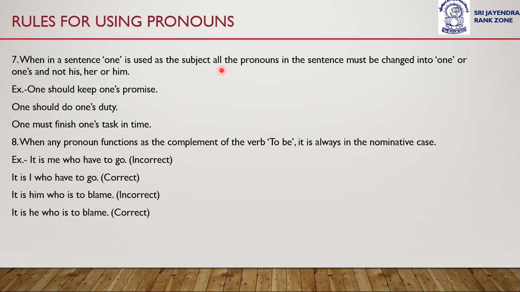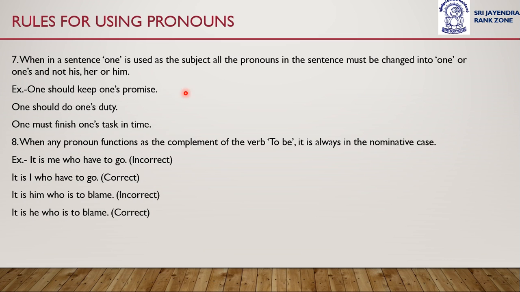Rule number 7. When in a sentence one is used as the subject, all the pronouns in the sentence must be changed into one or one's and not his, her, or him. Alright? For example, one should keep one's promise. Okay? We will use one's promise, not his promise, her promise, but one's promise. Similarly, one should do one's duty, not his duty, her duty, but one's duty.